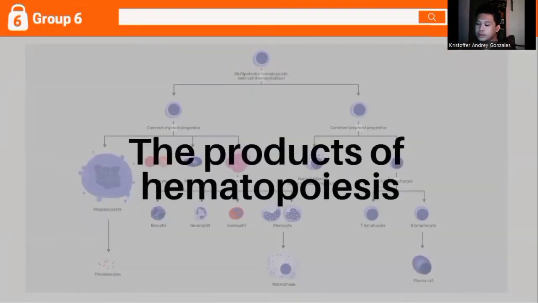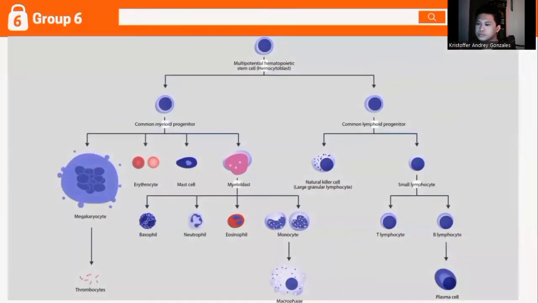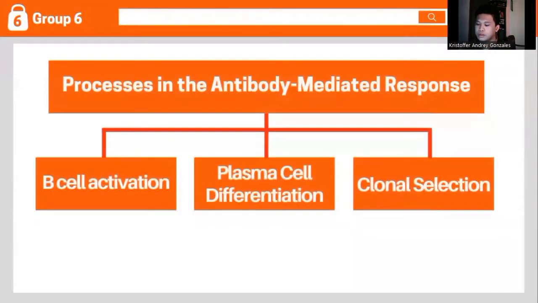These are the products of hematopoiesis. These are processed in the antibody-mediated response: B cell activation, plasma cell differentiation, and clonal selection.